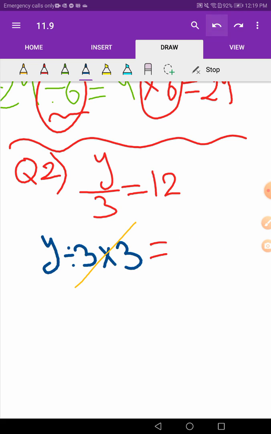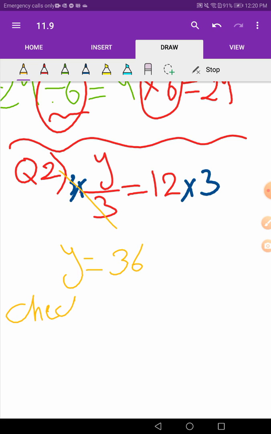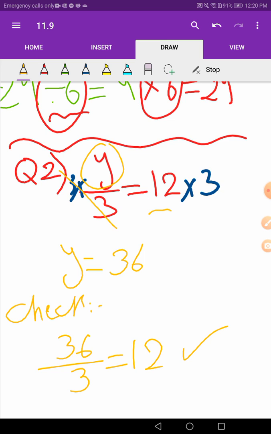But to be more organized, let's see how it works in algebra. You write it like this. We multiplied here by 3 because we have the 3 in the denominator. So we have a 3 up and a 3 down that will cancel each other. What do I have left? I have y equals 12 times 3, which is 36. Let's check as usual. If we replace the y by 36, what's 36 over 3, which means 36 divided by 3? Is it 12? Yes, it is. So my answer is correct.